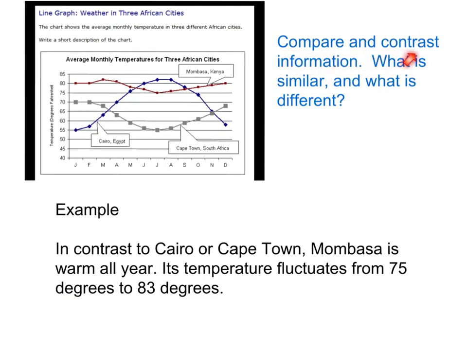I want to compare and contrast information. What information is similar? What information is different? For example, in contrast to Cairo or Cape Town, Mombasa is warm all year. Its temperature fluctuates from 75 degrees to 83 degrees. We can see this in the Kenyan line.